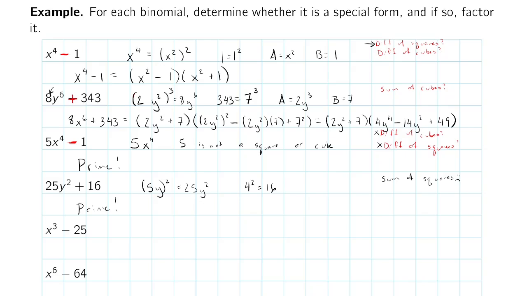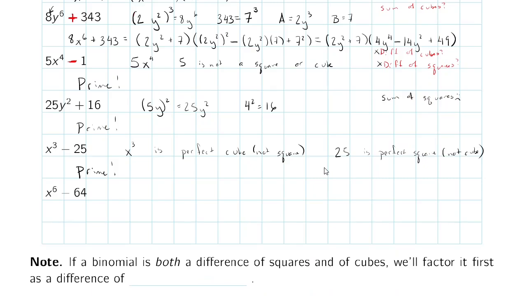x cubed minus 25. Well, my first term is a perfect cube, but not a square. My second term is a perfect square, but not a cube. This is not a difference of squares. It's not a difference of cubes. It's prime. Last one. So something weird is happening in this last one.